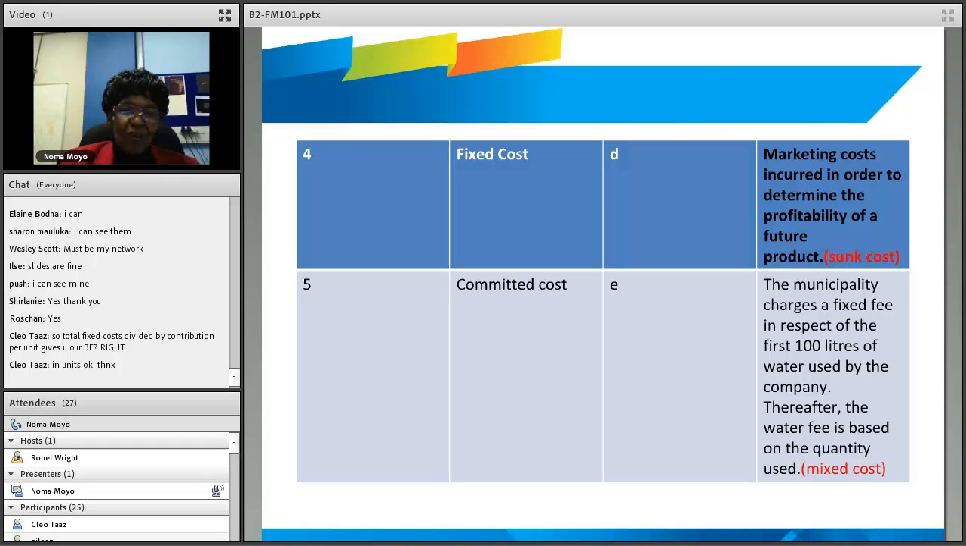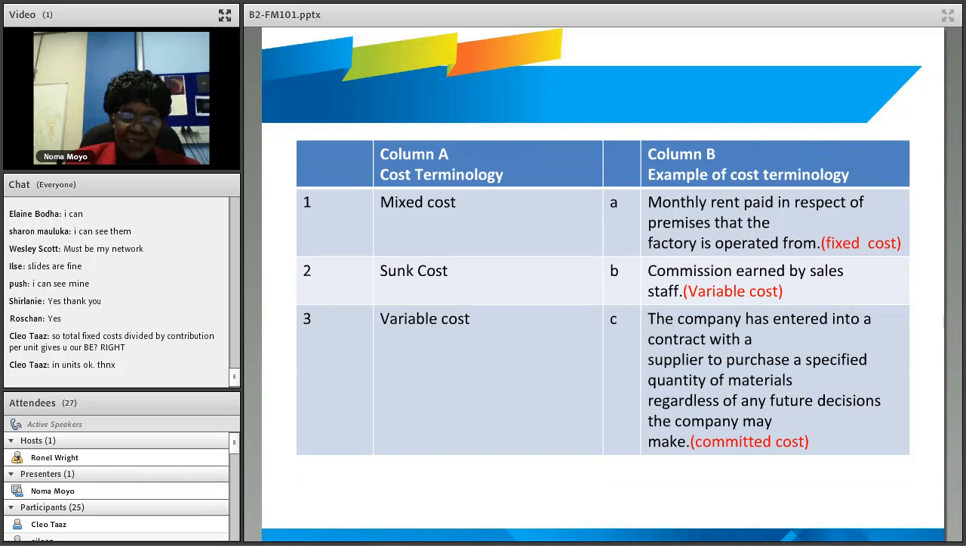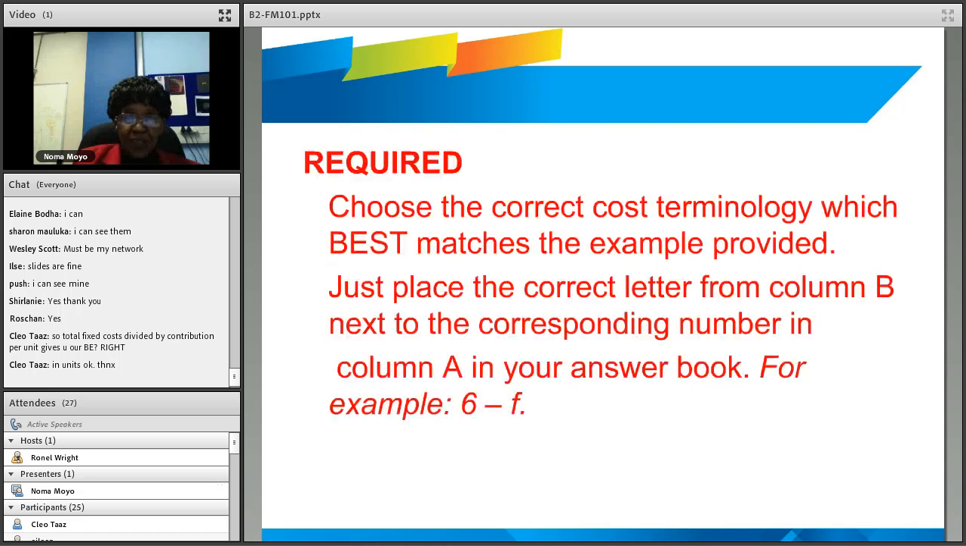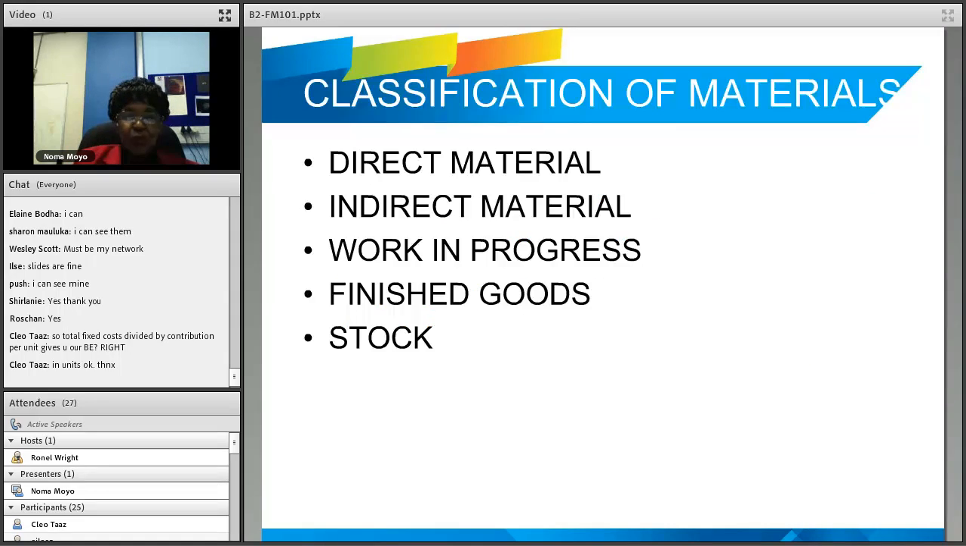Committed cost. Committed cost would be best described as the company has entered into a contract with a supplier to purchase a specified quantity of materials, regardless of any future decisions the company may make. So this is committed. They've committed that they are going to pay that amount. I just wanted us to have a feel. I had left it out deliberately, so they wanted you to choose which was the best.